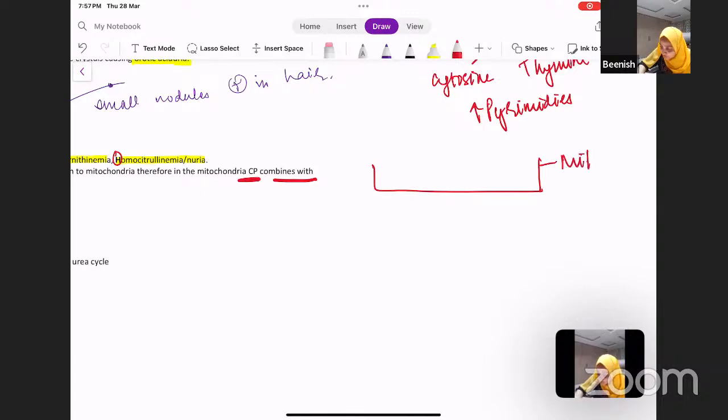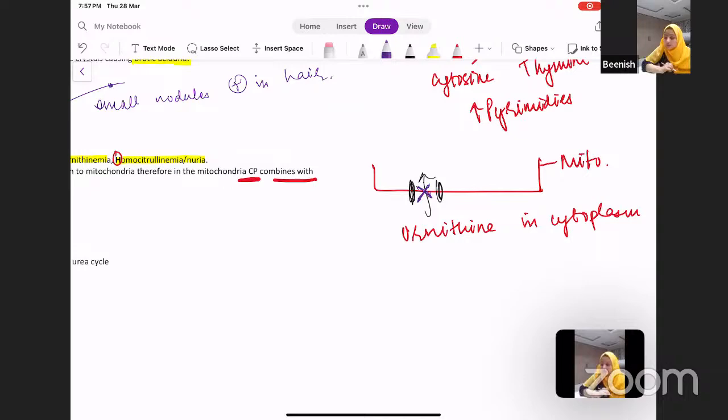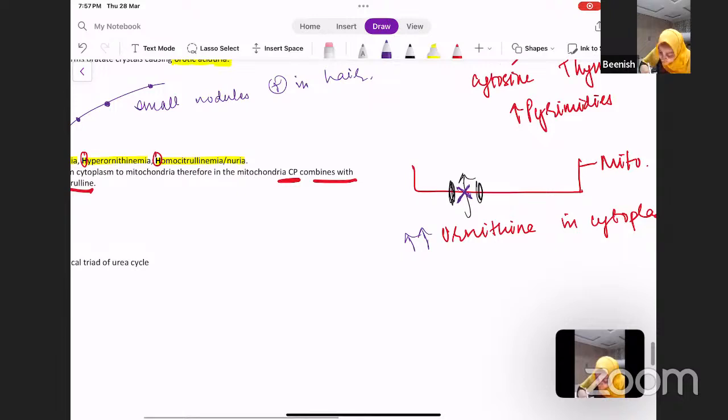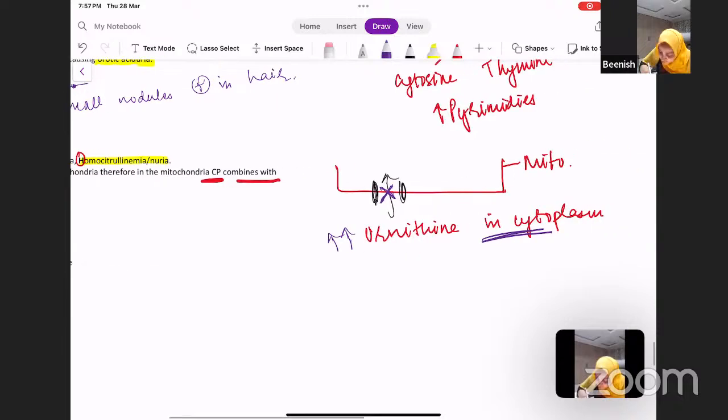This is your mitochondria. Now what is happening? Your ornithine in the cytoplasm cannot be transported into the mitochondria. So this step is blocked. This is not taking place because this transporter is defective. So your ornithine starts to accumulate, hyperornithemia, in the cytoplasm.